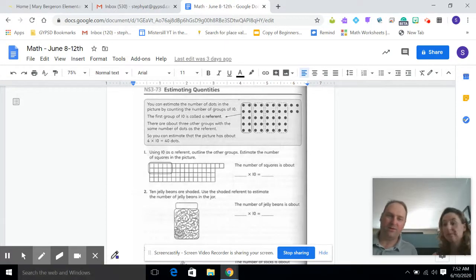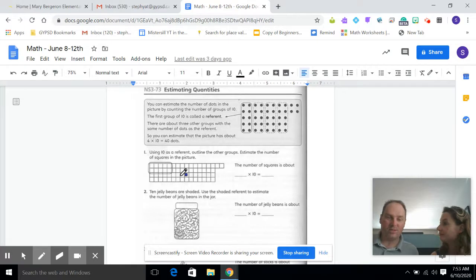If you look at the top of your page, it explains what a referent is. It's a smaller group of items that you find, and then you count how many items there are of that size, and then do your skip counting. For example, here they have a whole bunch of dots, and they found a group of 10, so they're going to count by 10. They made more groups of 10, and so their estimate was 40 dots.